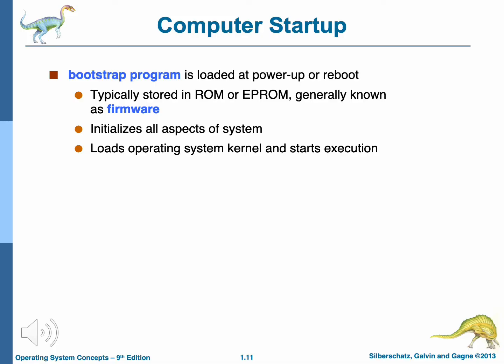Once the kernel is loaded and executing, it can start providing services to the system and its users. Some services are provided outside of the kernel by system programs that are loaded into memory at boot time to become system processes or system daemons that run the entire time the kernel is running. On Unix, the first system process is init, and it starts many other daemons. Once this phase is complete, the system is fully booted and the system waits for some event to occur.